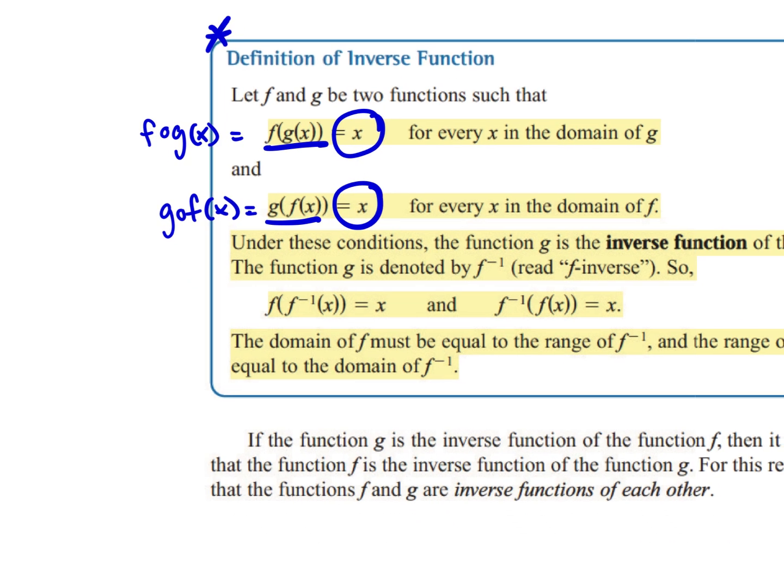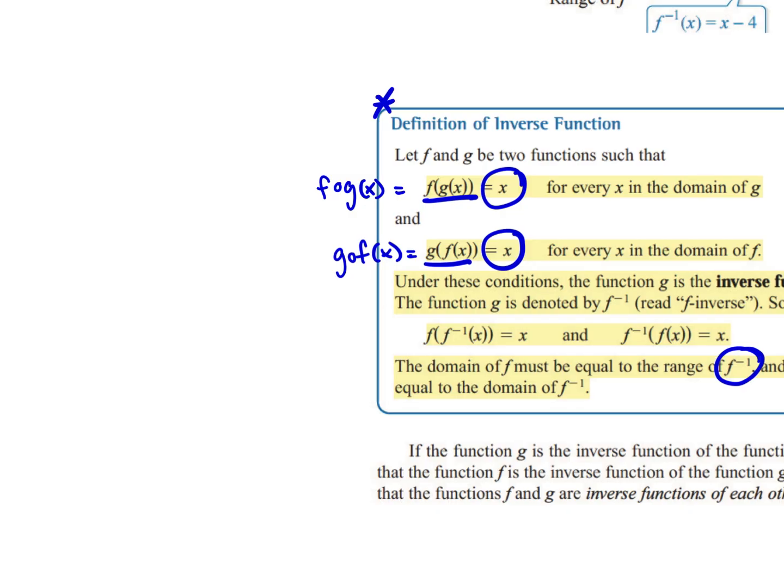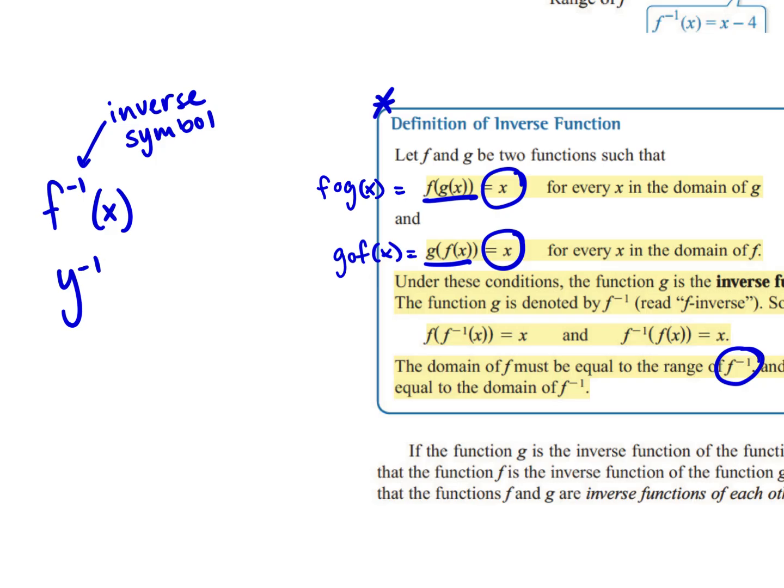We use this little -1. It kind of looks like an exponent, but it's not an exponent. That is our inverse symbol. So we would label it f -1 of x to call it the inverse. So this is the inverse symbol. Or we could say like y -1 if we wanted to leave it as a y too. Either way would be fine, but make sure you're naming it as the inverse.